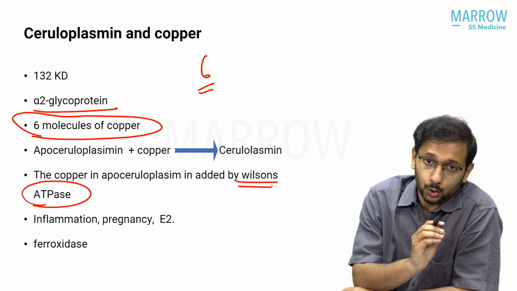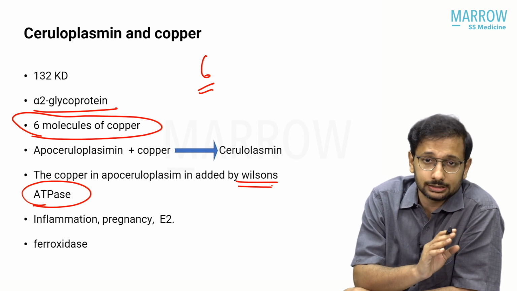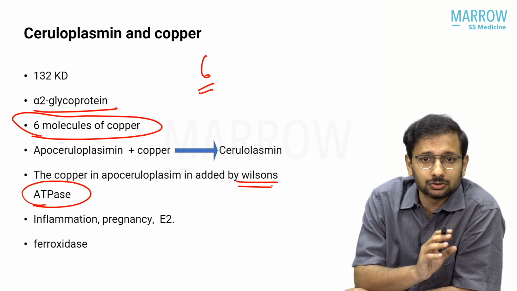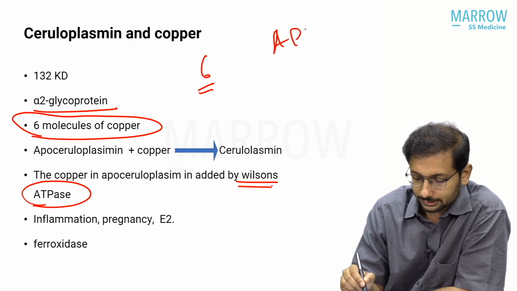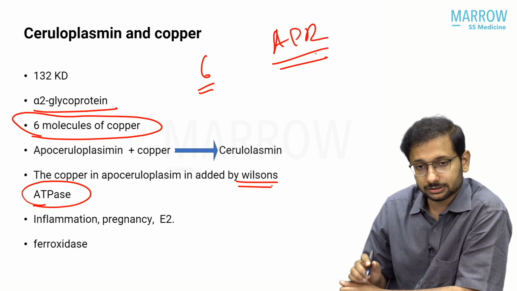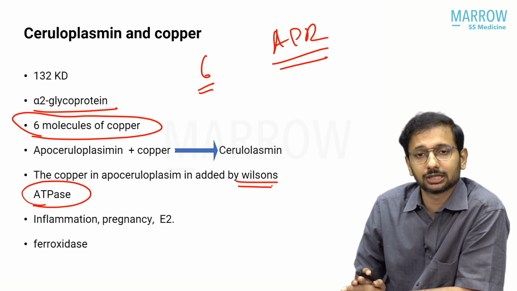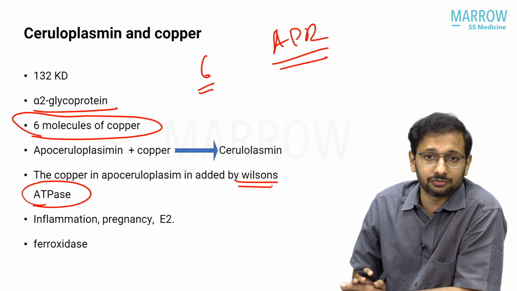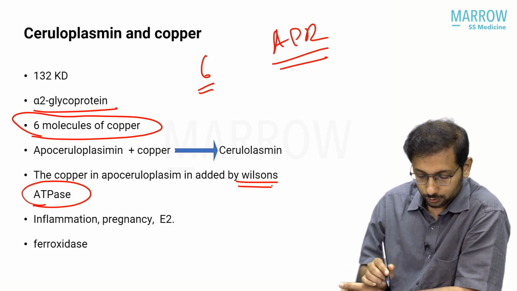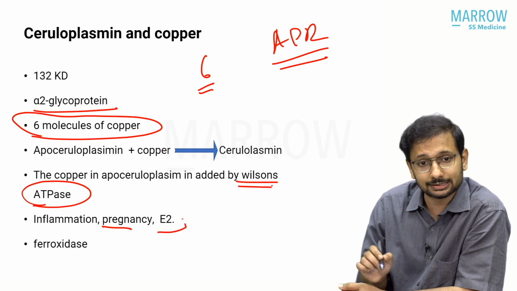Well, when the levels are so low, yes, it is very specific. But otherwise, it is not very specific. Why? It is an acute phase reactant. So, whenever you have inflammation, whenever you have stress in the body, ceruloplasmin increases. This is the problem in Wilson's acute liver failure, where you can actually have normal ceruloplasmin. It also increases in pregnancy and estrogen excess.